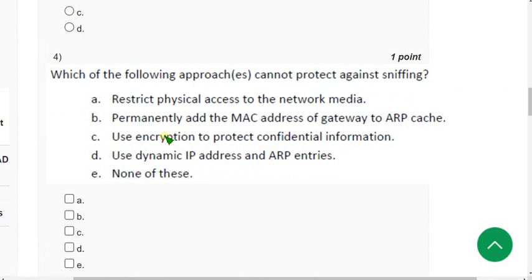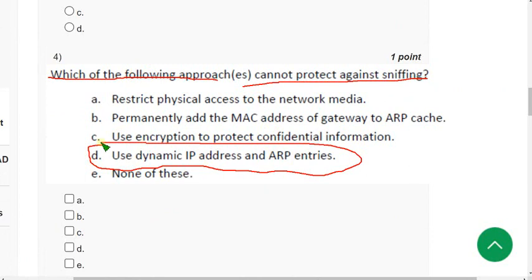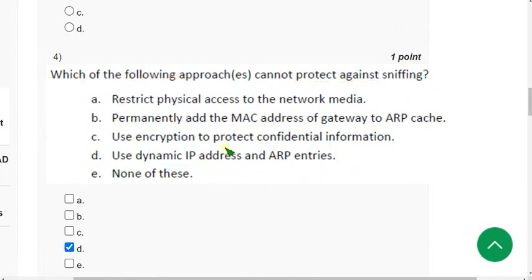Fourth one. Which of the following approaches cannot protect against sniffing? So for the fourth question, I have got only one option, that is option D. Use dynamic IP address and ARP entries. So mark option D. Now let's move on to the fifth question.